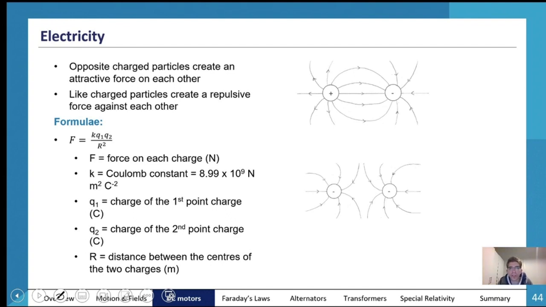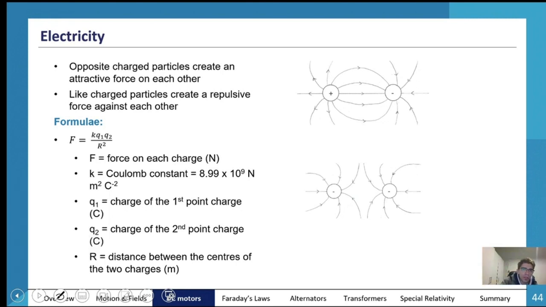Now, notice the diagrams. In the diagram, there is nothing in between the negative charges. The reason for that is because we said that field lines are vectors. Therefore, they would cancel each other out in the middle.